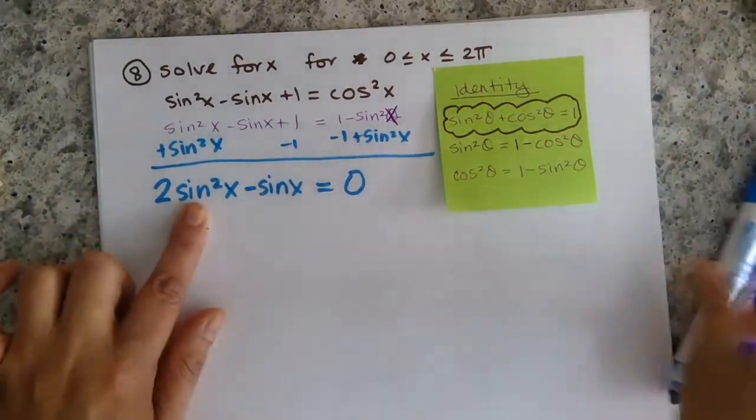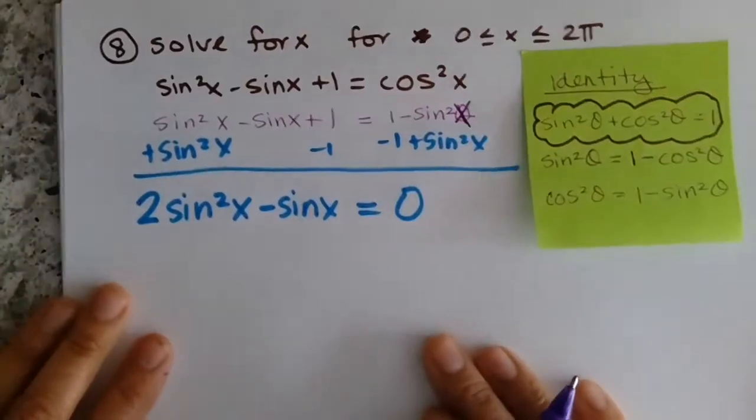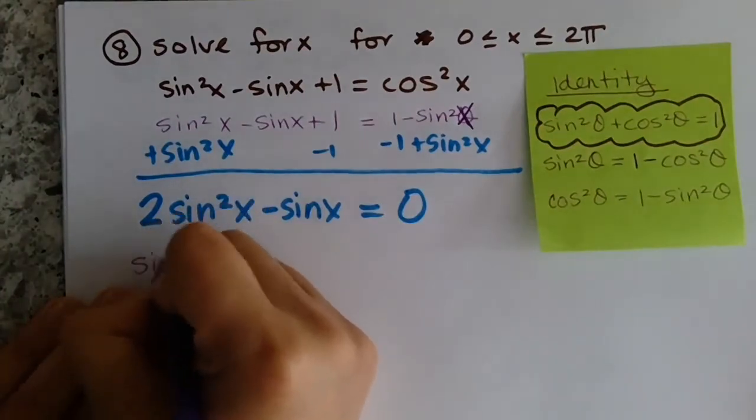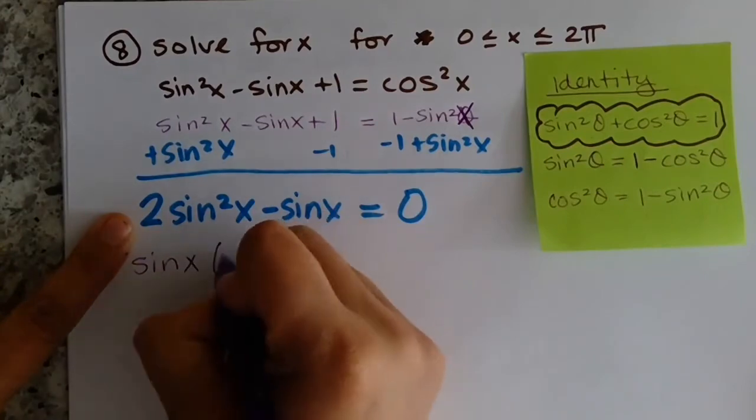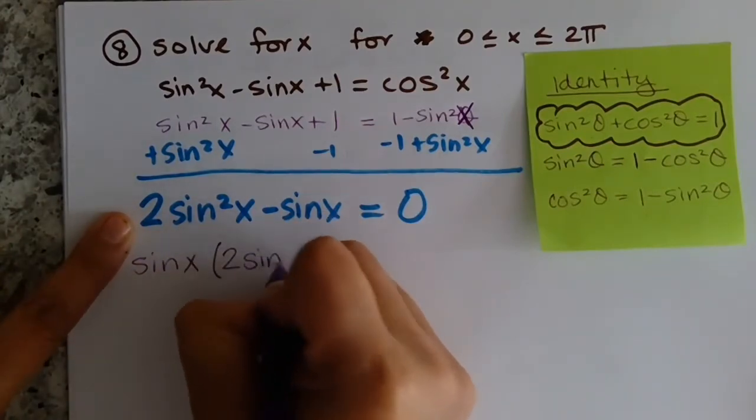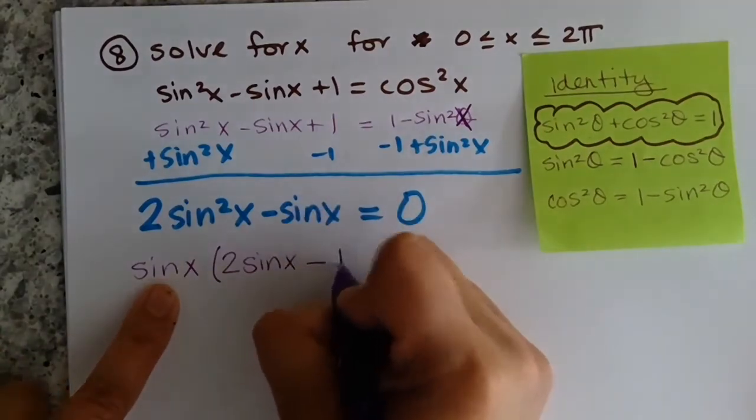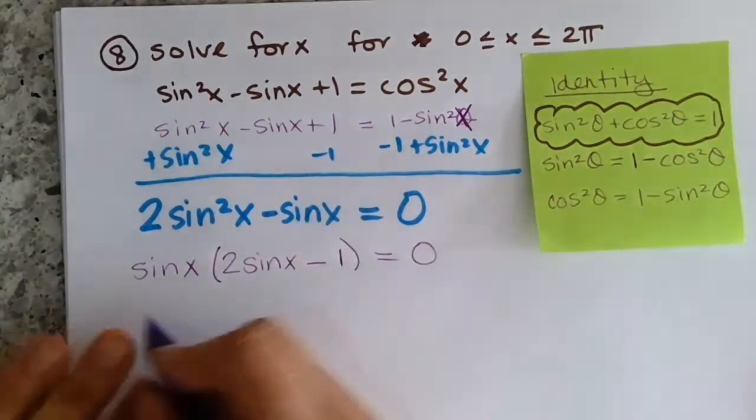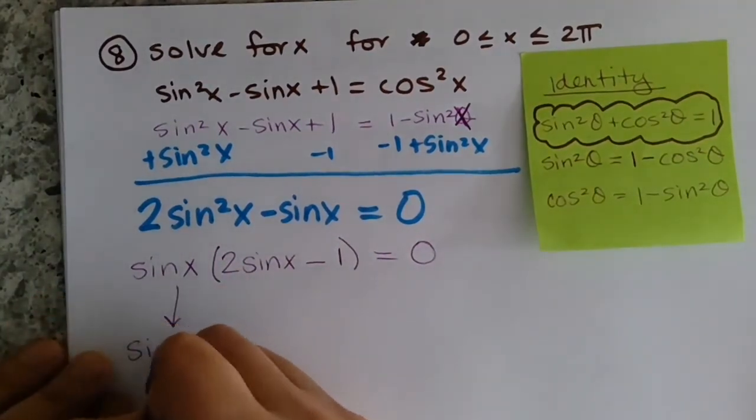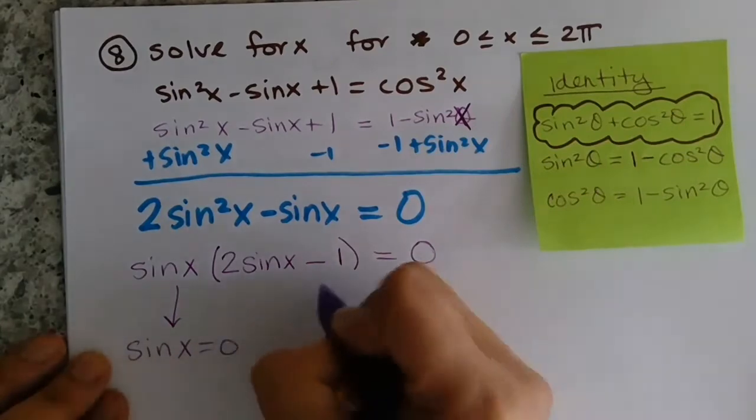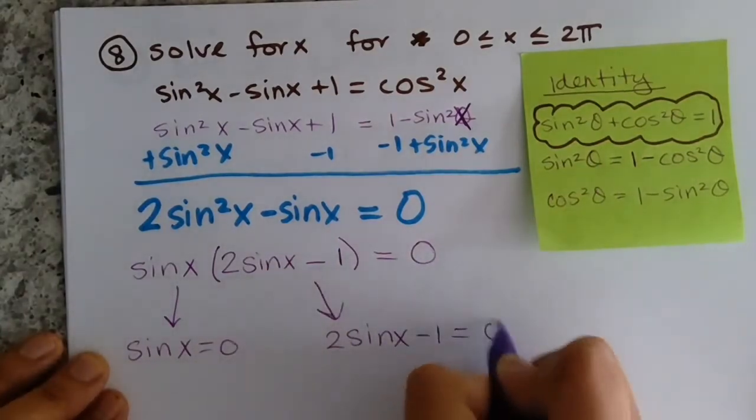Well, what goes into both of those? Sine of x. Sine of x times what will give you 2 sine squared x? 2 sine x. Minus sine of x times what will give you sine of x? 1. Okay, it's factored and set equal to 0, so you can use the zero product property. Set this one equal to 0, set this one equal to 0, and solve it.